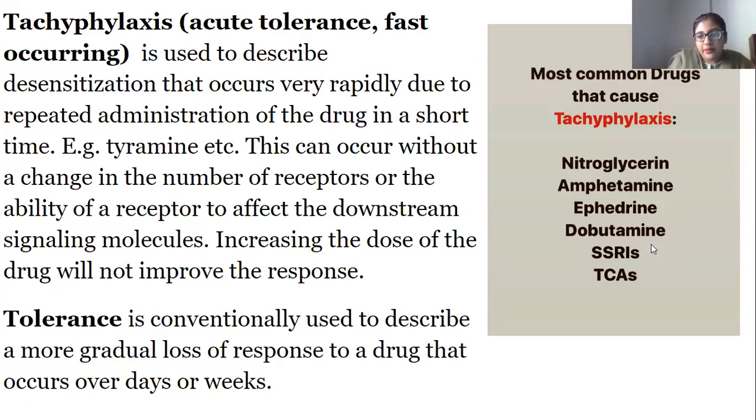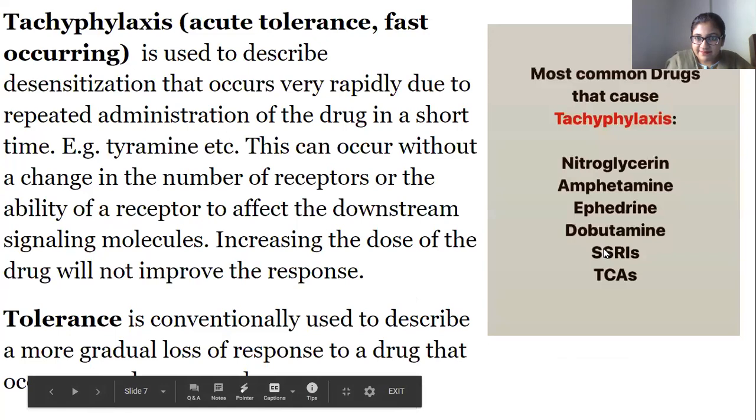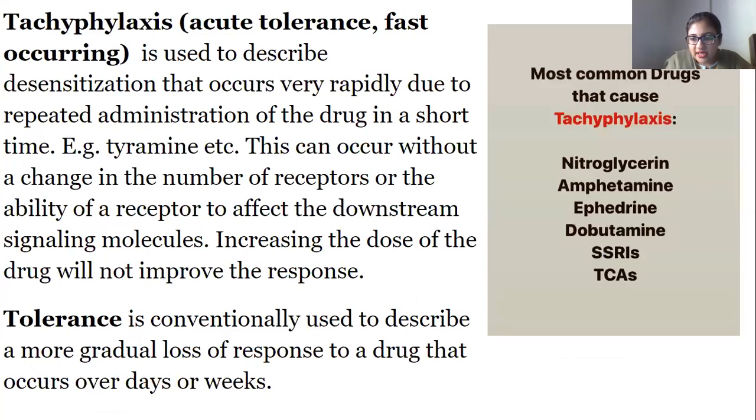Over here I have written names of common drugs which produce tachyphylaxis. You have to memorize these names. That is nitroglycerin, amphetamine, ephedrine, dobutamine, SSRIs, TCAs. All right, so these are the drugs. By the way, SSRIs and TCAs are huge classes of drugs. It's not one drug. It's a huge class of drugs which we'll be studying inshallah.